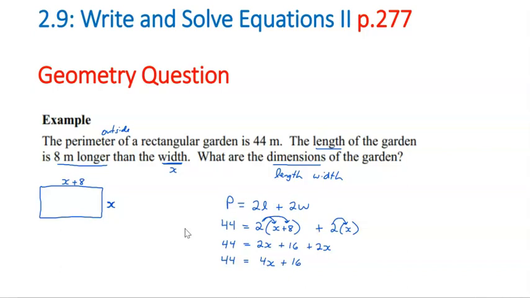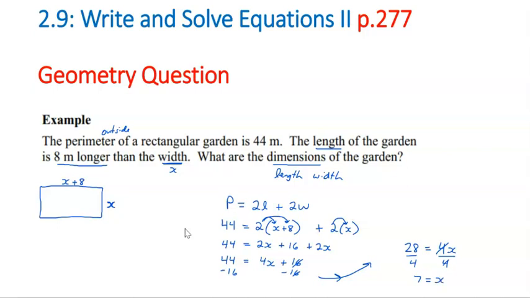Now we can start to do the steps to isolate. We're going to subtract 16 from both sides, canceling out. So 44 minus 16 is 28, which is equal to 4x. And our last step is division by 4. That cancels. 28 divided by 4 is 7. So 7 is equal to x.